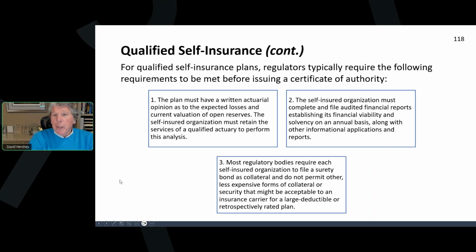So qualified self-insurance plan regulators typically require the following. The plan must have a written actuarial opinion. Self-insured organizations must complete and file audited financial reports. Most regulatory bodies require each self-insured organization to file a surety bond as collateral and do not permit other less expensive forms. Now, for us, we've been waived. We actually don't post collateral in a few states. And why? Don't know. Never thought to pick up the phone and ask, how come you're not charging me collateral? Unless they request it, no sense arguing for something that would put me in a less advantageous place.